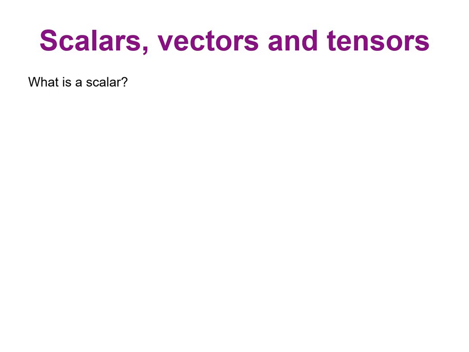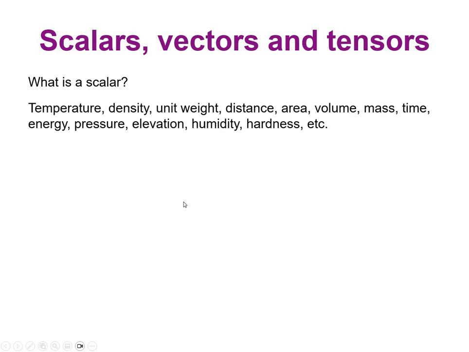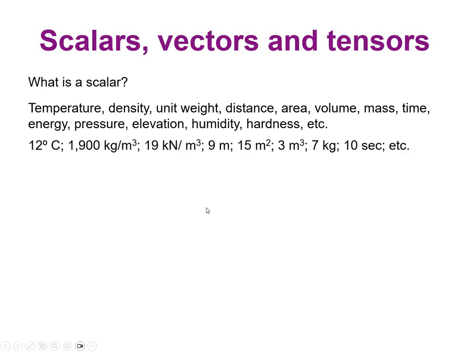and tensors. So if we ask ourselves what is a scalar, a scalar is basically a number that represents some physical property, for example, temperature, density, unit weight, all the ones you can read on the screen, because these quantities or these physical properties demand only a number and a unit. For example, temperatures demand a number, in this case 12, and the units degrees Celsius. A density, for example, in kilograms per cubic meters is 1,900, and so on.